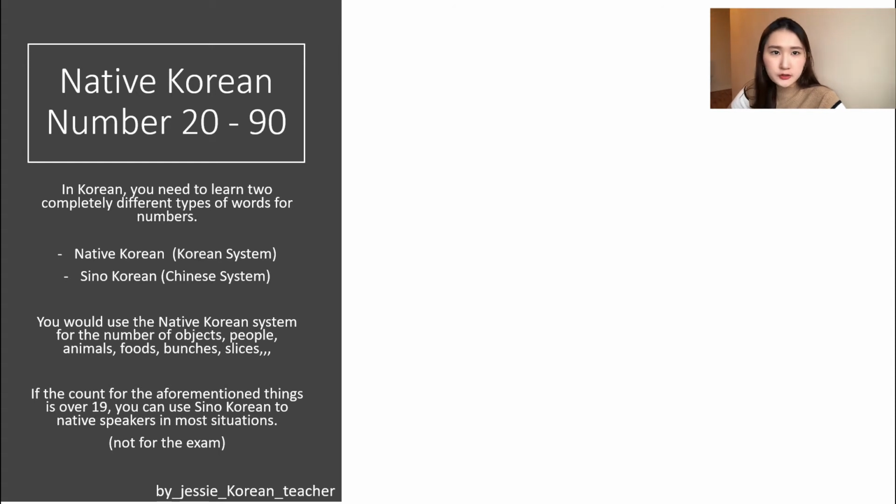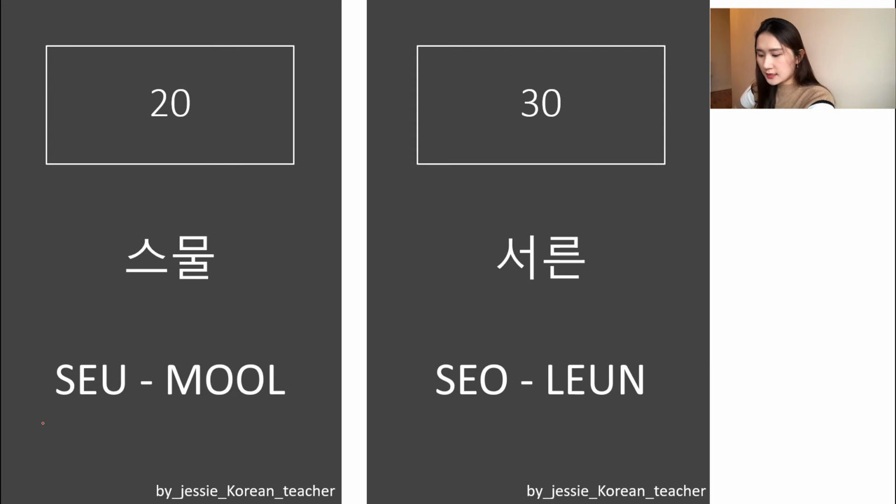And we will try to count numbers from 20 to 90, each 10. So 20 would be 스물. Cool. If I want to say 21, that would be 20 plus number 1. So 20 would be 스물, and what's number 1? That would be 하나. So if you say 20 with number 1, that would be 스물 하나.